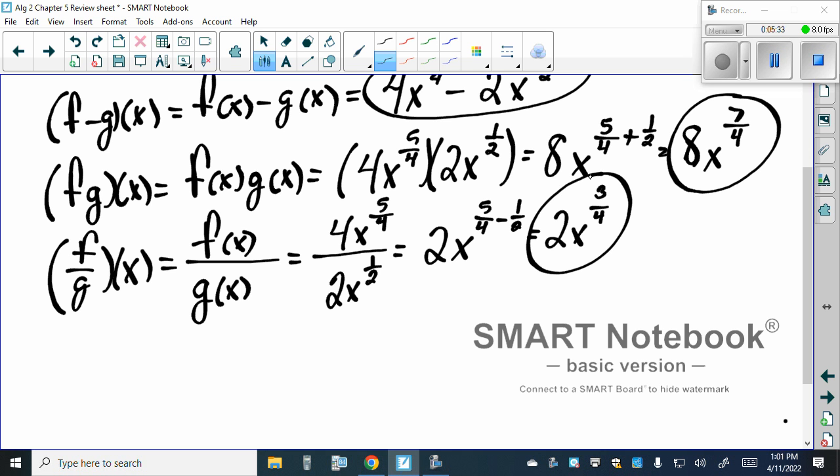Which would be 2x to the 3/4. And that's all we'd have to do for this here. Any other questions on the addition, subtraction, multiplication, or division?